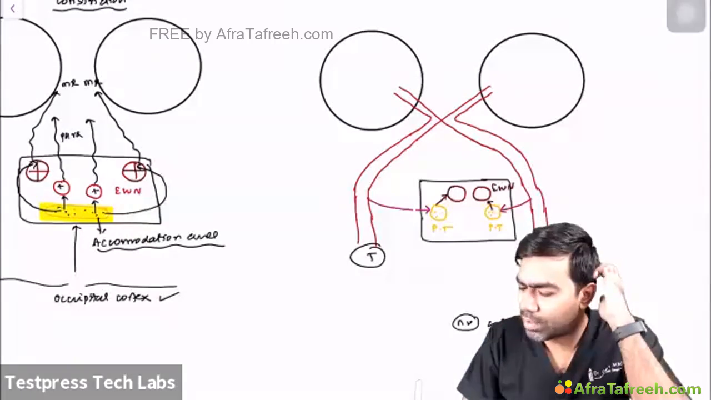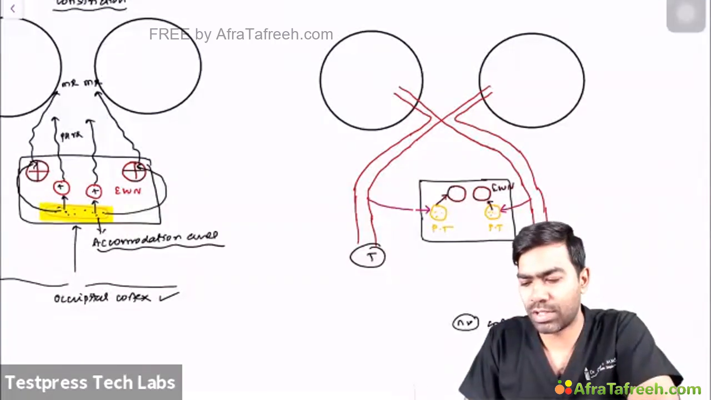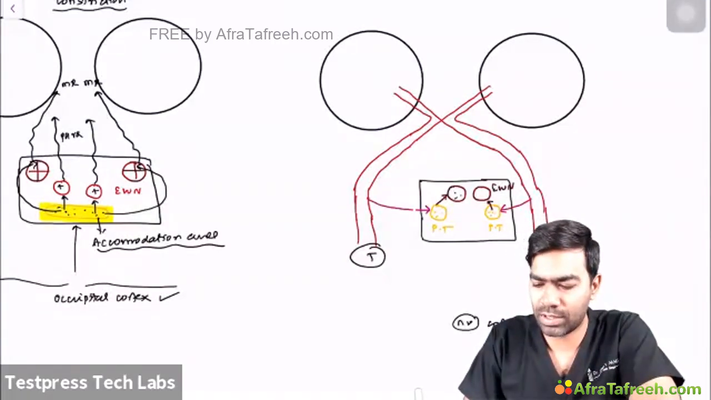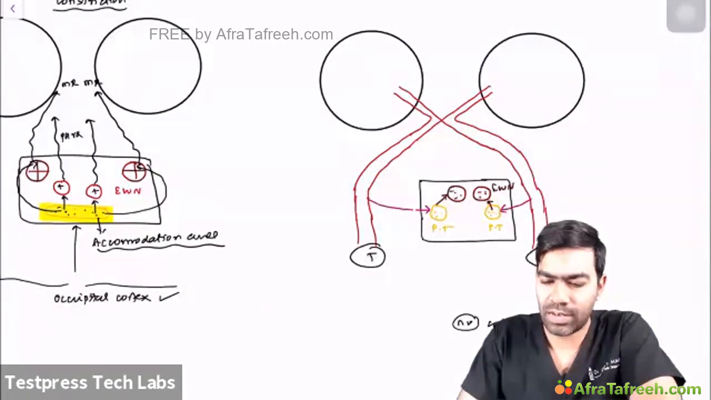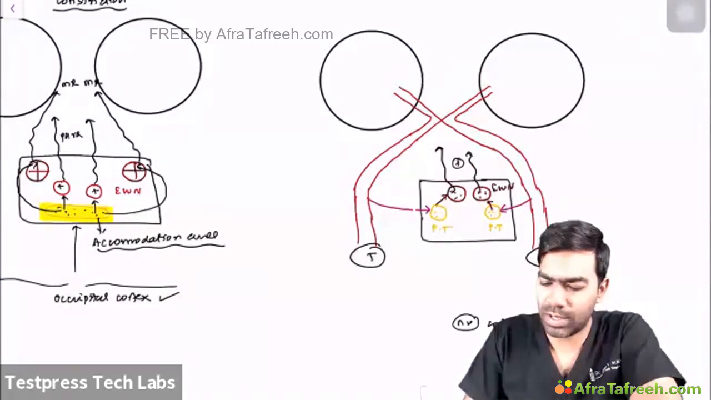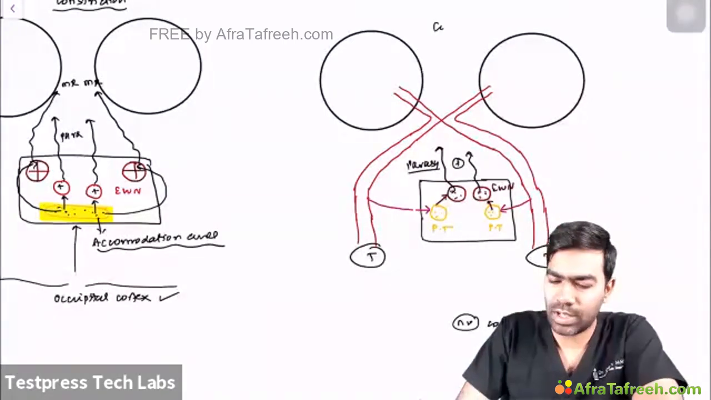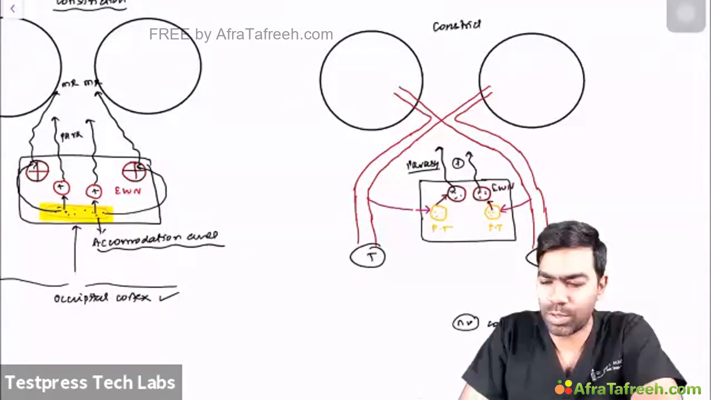And there is no stimulation to the oculomotor nucleus though. So the stimulation will be only to the Edinger-Westphal nucleus. So from the Edinger-Westphal nucleus, your parasympathetic fibers alone will be stimulated, so that you will result in constriction of pupils. So this is a pupillary reflex pathway.